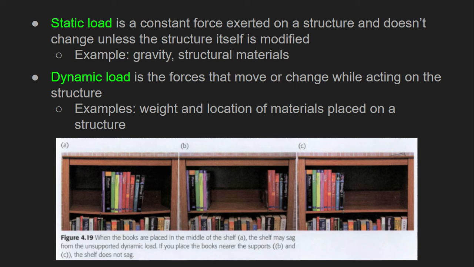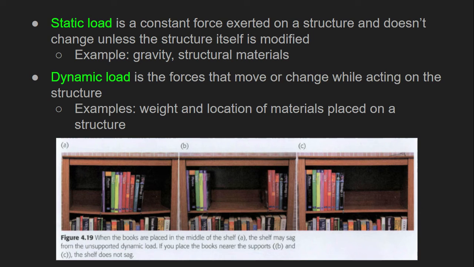And another example of a static load are the structural materials. What is the difference between having a roof that's made of metal versus a roof that's made of plastic? Okay, to go for a very extreme example there. Clearly, if you have a house that has a metal roof, the weight of that metal roof is going to be more significant than the weight of a plastic roof, for example.